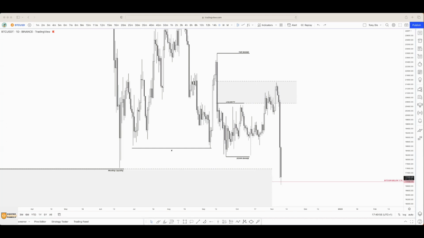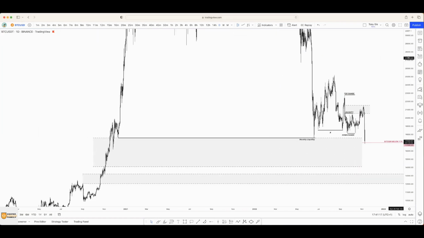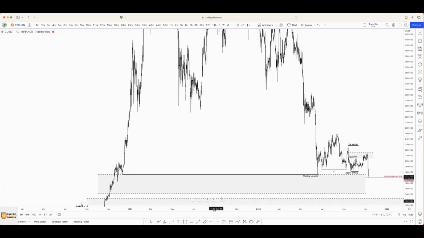I've been monitoring this monthly liquidity for a very, very long time. We have been looking at this monthly liquidity to get captured. And at first we had the daily liquidity that was drawing price to come down, right? So there was this liquidity we had in this area here. This liquidity, we had this one, right?